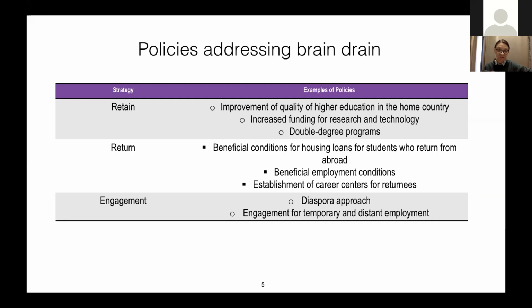Another type of policies that address brain drain is engagement policies. These can take a form of a diaspora approach when, for example, students remain in the foreign country. However, they still remain engaged in the life of their own national context, national community, and possibly national job market as well. And engagement policies can include engagement for temporary and distant employment, which now, as job market moves to a digital format, can be exceptionally relevant during the pandemic.